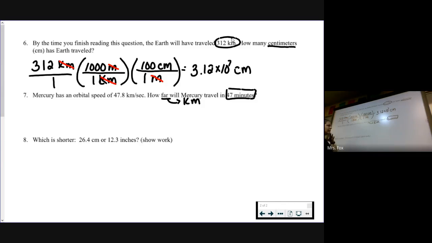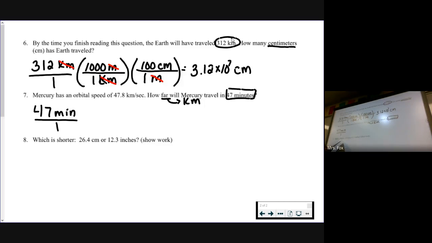How do you know it's kilometers, Mrs. Fox? Well, based on this fraction here, the 47.8 kilometers per second, I can see the unit is kilometers for the distance. I need to get rid of seconds. Well, I need to get rid of those minutes and I need to get rid of those seconds. So let's just start to set it up and talk it through. So I'm starting with 47 minutes. I'm going to put that over 1 for our placeholder.